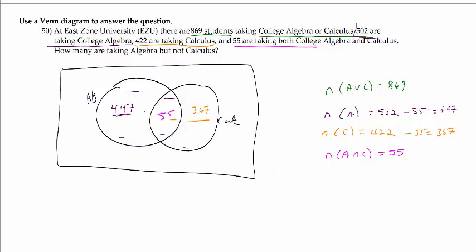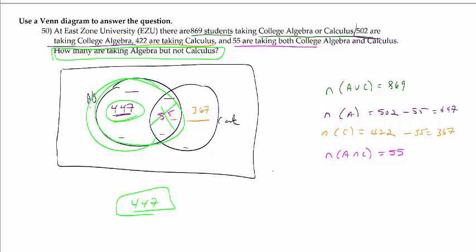Okay, now I can answer the question. So coming back up here, what was the big question? How many students are taking algebra but not calculus? So algebra but not calculus. That's going to give me 447 students. And again, there's a number of different questions I could ask you once the survey is done, but we're going to leave this one right here.